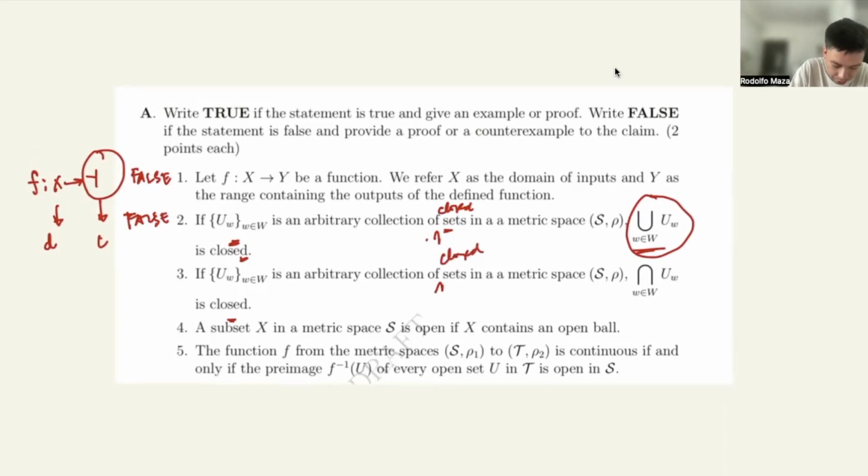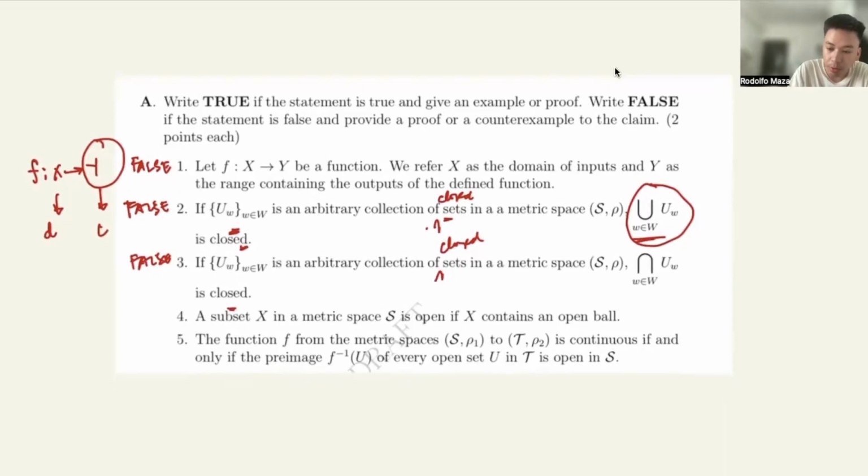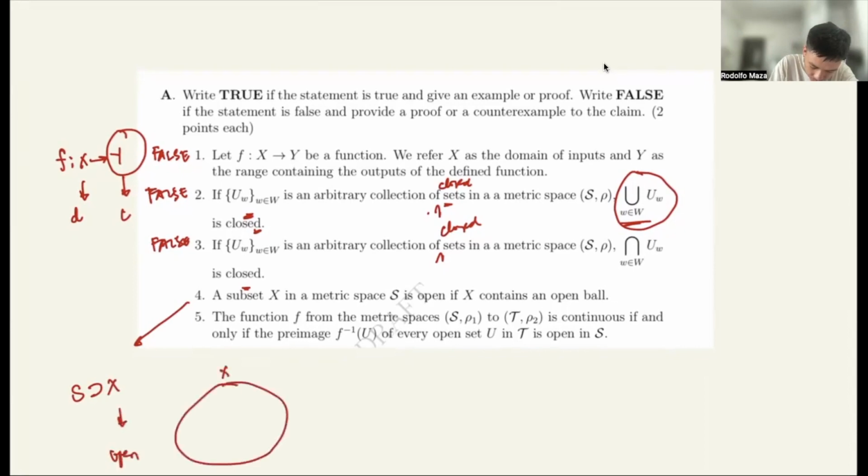Okay, number 4. A subset X in a metric space S is open if it contains an open ball. And we know this for a fact that if S contains an X, so yung X mo magiging open. Pag ito yung X mo, and then you have an open ball, let's say you have X there. So meron kang, let's say, a radius of delta. So, parang may open ball ka sa loob. We know that for a fact. So therefore, this is true.